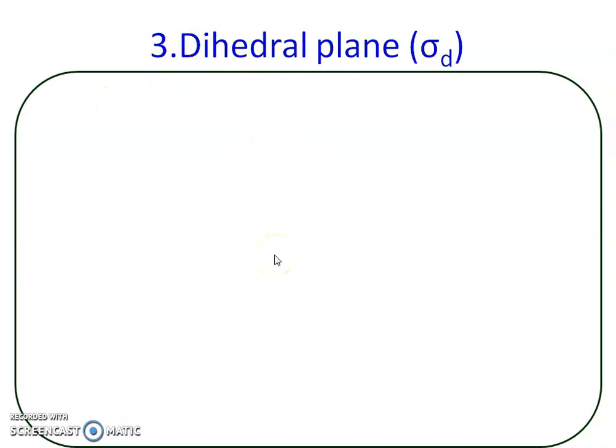So this is the meaning of vertical and horizontal plane, which we already discussed. Now the third type of plane is the dihedral plane. In order to identify this dihedral plane, first of all you find out the C2 secondary axis, and this plane bisects two successive, adjacent or consecutive C2 axes. At the same time, this plane also bisects the molecule into two halves which are mirror images of each other.